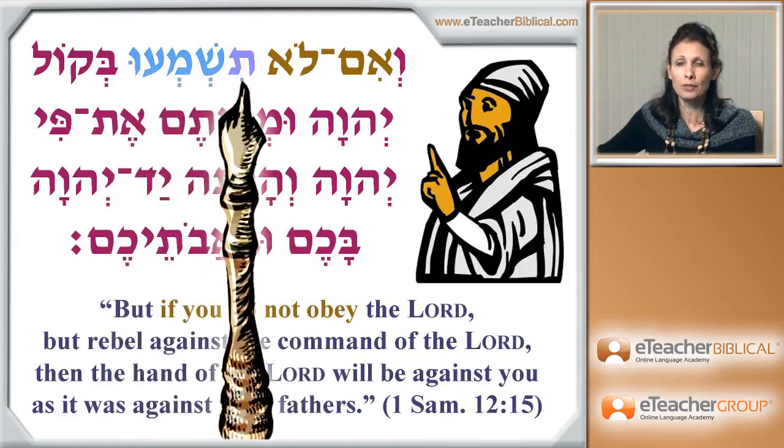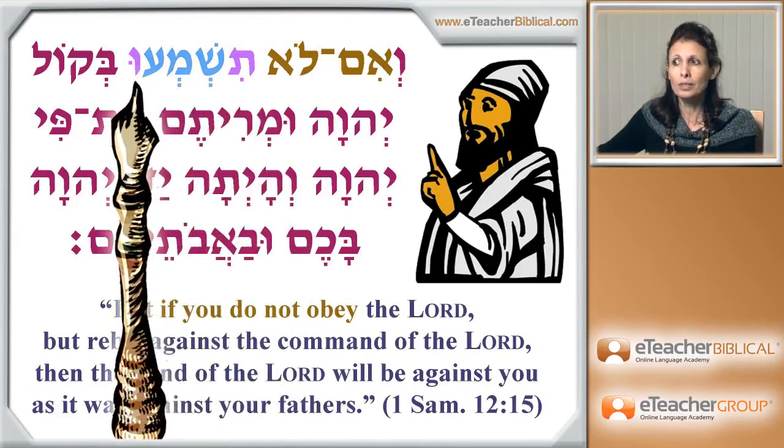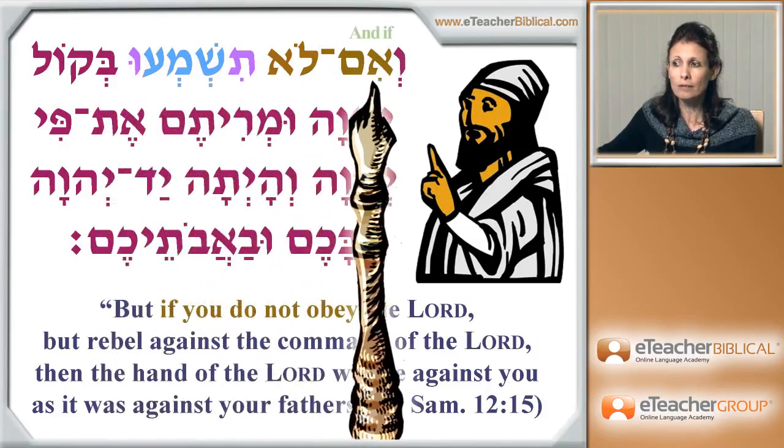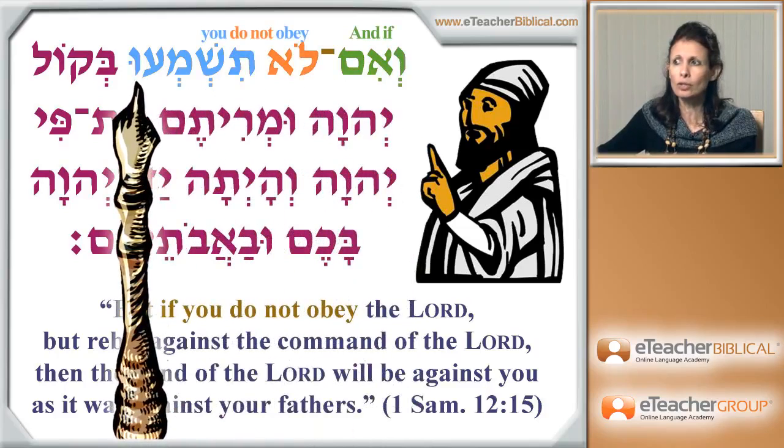We can see the prefix ti, and we can also see the suffix u. So it is you, masculine plural, tishme'u. It is translated as "if you do not obey." Ve'im lo tishme'u. We are dealing with a conditional sentence here within the direct speech.